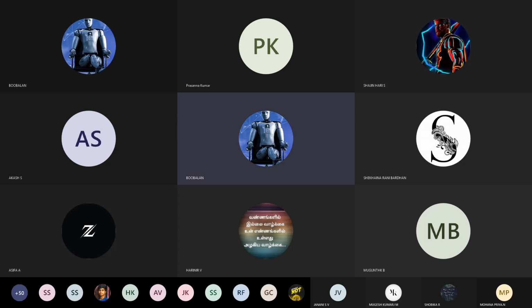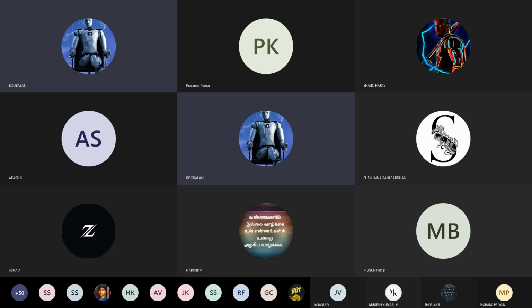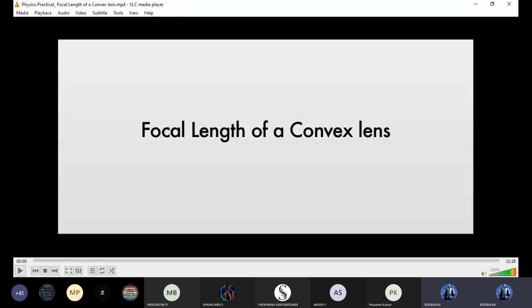We have already completed the theoretical part, ma'am. So now we are discussing the practical, the focal length of a convex lens. So this is one more practical. Already I said everyone take your record note, but don't mark any readings, just observe.